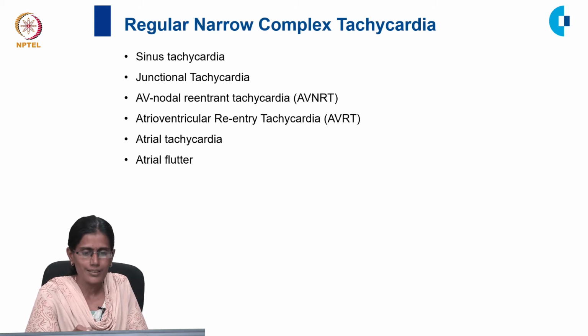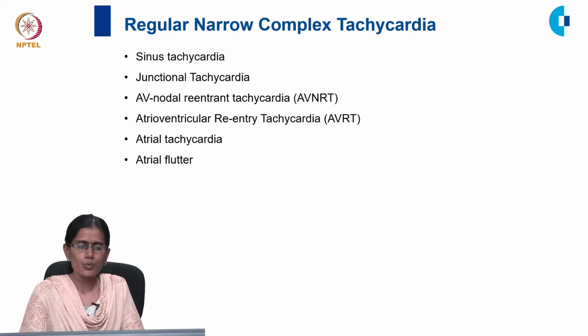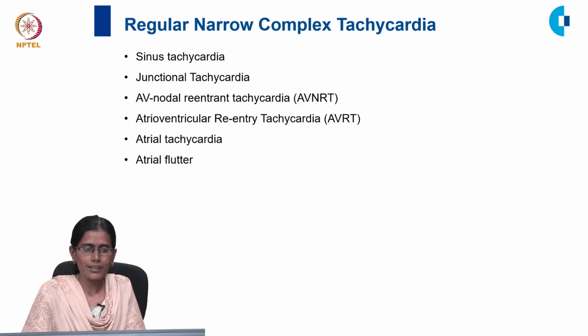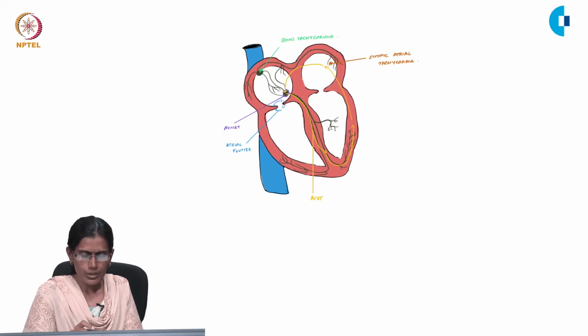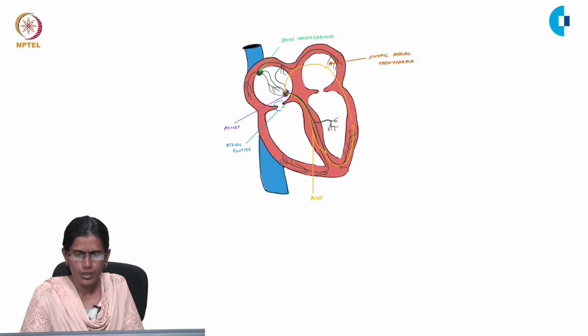This has been already discussed earlier. So what are the other causes for regular narrow complex tachycardia? AV nodal re-entry tachycardia, atrioventricular re-entry tachycardia, atrial tachycardia, and finally atrial flutter. We are going to discuss these arrhythmias one by one. This image shows all the common causes for regular narrow complex tachyarrhythmia.